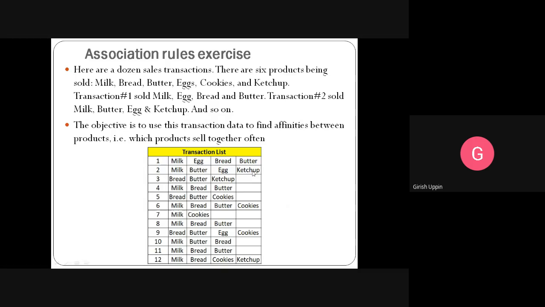The objective of this analysis is to find any kind of association or affinities between these products. See, this is the data. As of now, I can see just the data. I don't see anything beyond that. Here our objective is to find if there is any close association between any of these products.